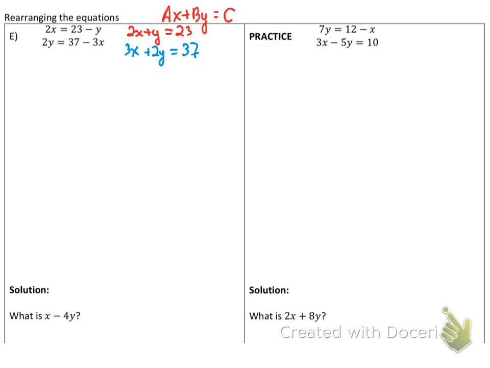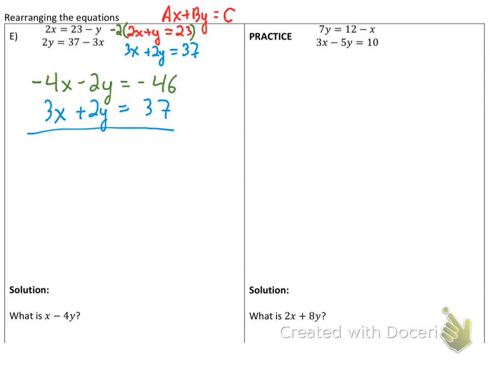And now I can solve this. If I look at this equation, I'm going to eliminate the y's. I'm going to multiply the top equation by -2. So I'm going to get -4x minus 2y equals -46. And the bottom equation I'm just going to leave as is, because you'll notice the y's have opposite coefficients. So when I add these equations together, the y's are going to eliminate. -4x plus 3x, that's -x, equals -46 plus 37, which gives me -9. So x equals 9.